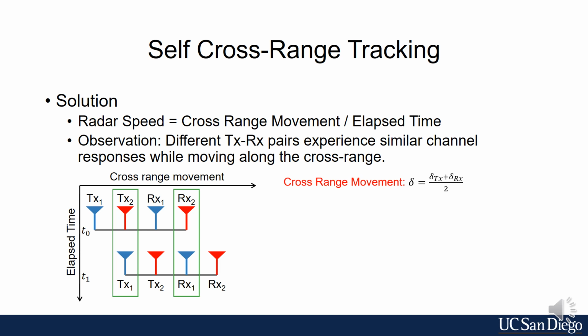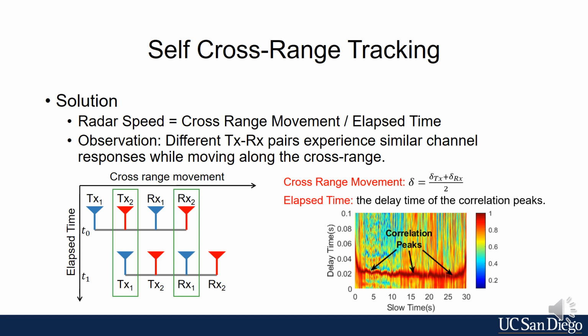In general, for any two antenna pairs, the cross-range movement is the average of the spacing between the transmit antennas and that between the receive antennas. The elapsed time is the delay time of the measurements of the two antenna pairs with the highest correlation values.